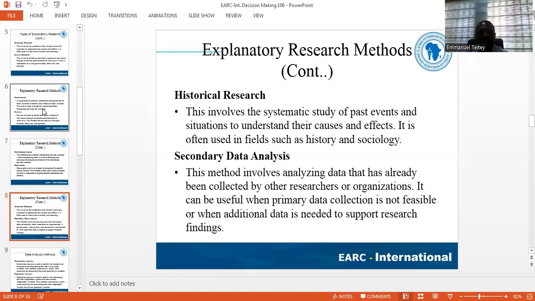Historical research. This involves the systematic study of past events and situations to understand their cause and effect. It is often used in fields such as history and sociology. Then secondary data analysis. This method involves analyzing data that has already been collected by other researchers or organizations. It can be useful when primary data collection is not feasible or when additional data is needed to support research findings.